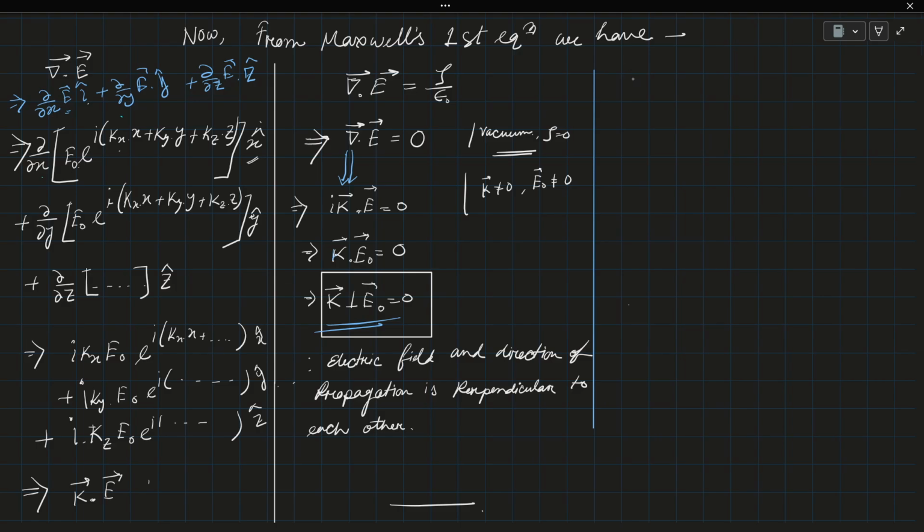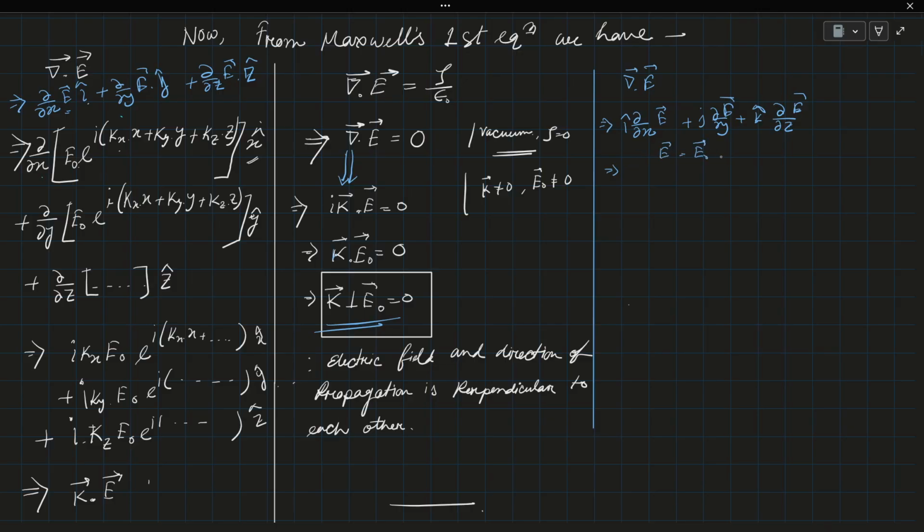So del dot E can be written as del x i cap E vector, plus j cap del y E vector, plus k cap del z E vector. Again, what was E?